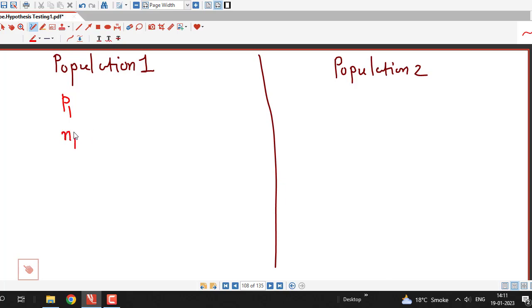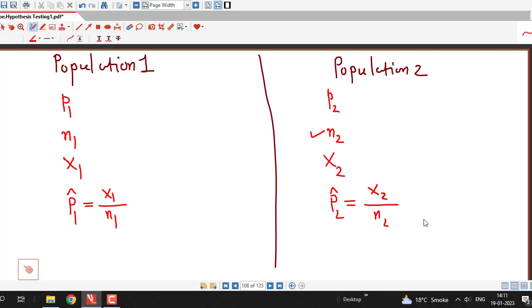Suppose we are considering a sample of size n1 from this population, and suppose x1 is the number of elements in this sample with the particular characteristic. The sample proportion for this sample is denoted by p1 hat, and it is given by capital X1 divided by n1. Same thing here: this is the population proportion for the second population. We are considering a sample of size n2 from population 2. x2 denotes the number of elements in this sample of size n2 with the class of interest, and the sample proportion is p2 hat equal to x2 divided by n2.